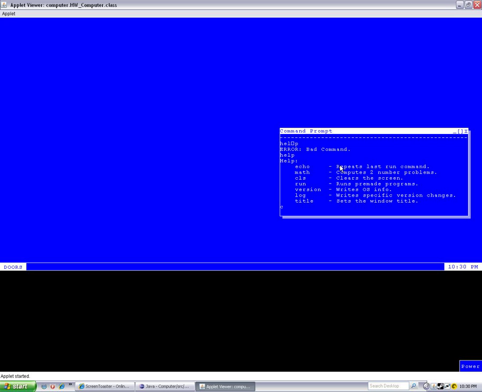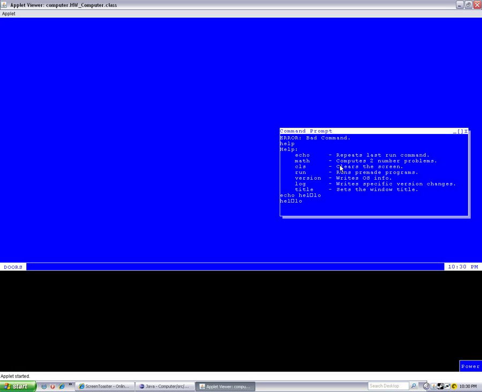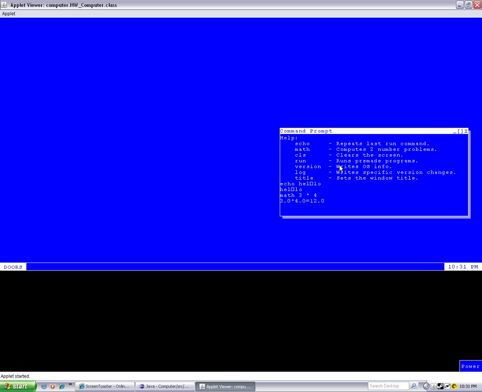Echo. Pretty much anyone who uses a computer knows what echo does. It just repaints it. It just adds an extra line with the word. Math. I have it so it completes a two-number problem. As you can see. Right now it only supports plus, minus, times, and division, but it's going to include powers and exponents. I just haven't got around to it.